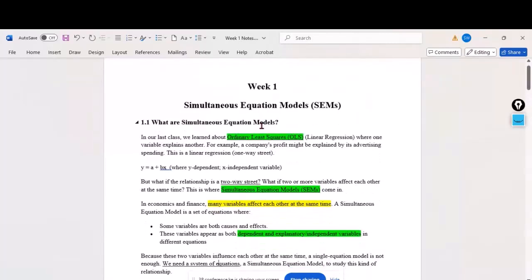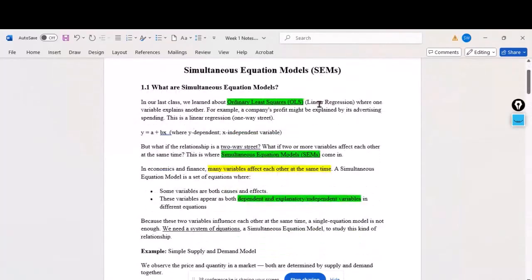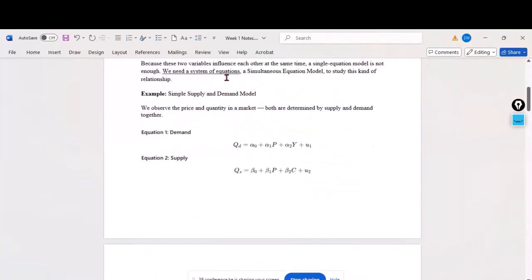So one thing you should note is that in our OLS model, we were using one equation, this one equation here, because only x affects y. But when you come to simultaneous equations, it says that y affects x, and at the same time, x also affects y. So these two variables are affecting each other at the same time, and therefore we use what we call simultaneous equation models. And when we talk about simultaneous, it means that it is a system of equations. It is not one equation, it is a system of equations.